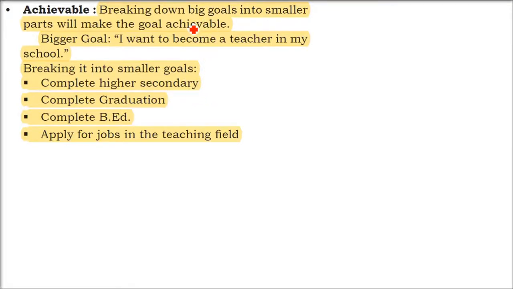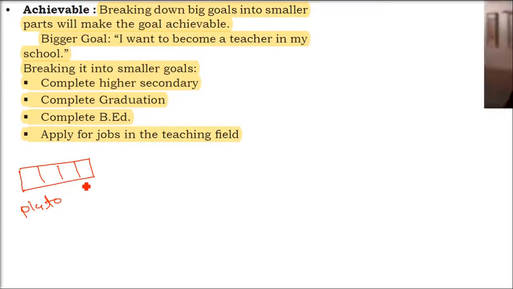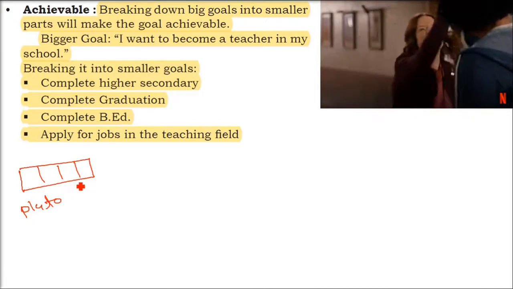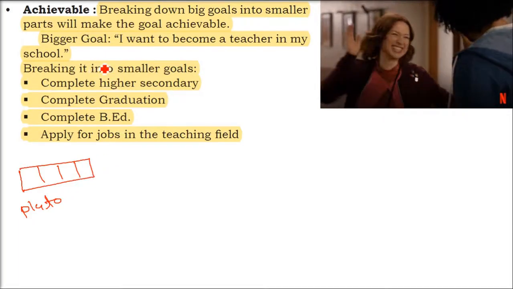Achievable. If the goal is big, it can be achieved, but you have to break down the big goals into smaller parts which are achievable one by one. For example, if you say, "I want to go to Pluto," the view of Pluto is very good. This may be achievable, but not realistic that much. Not achievable that much. Okay?